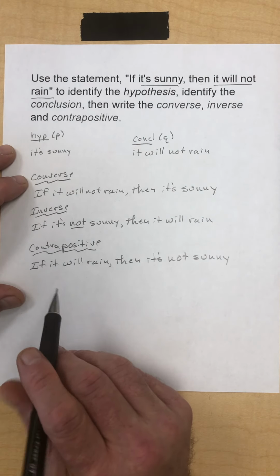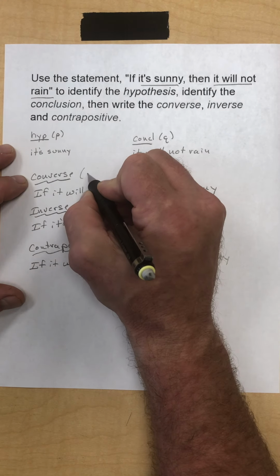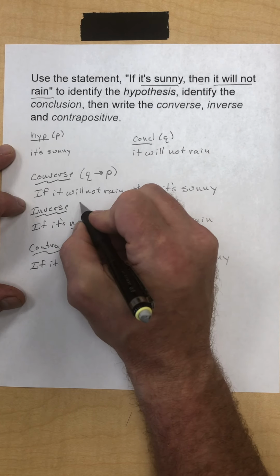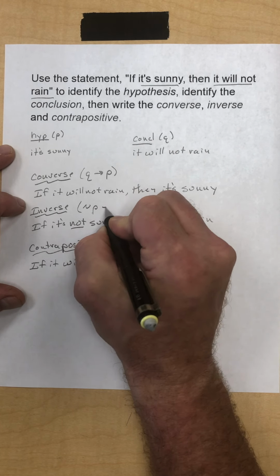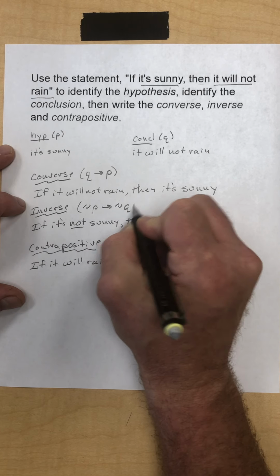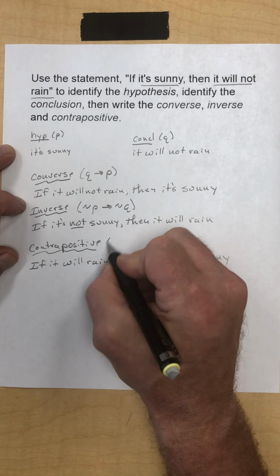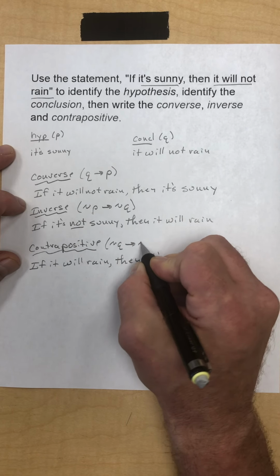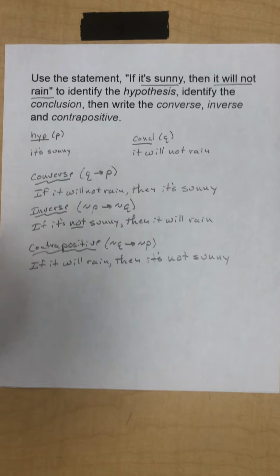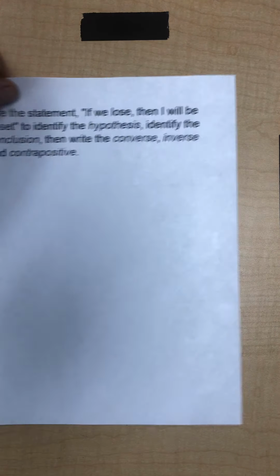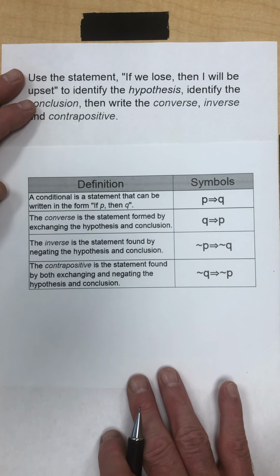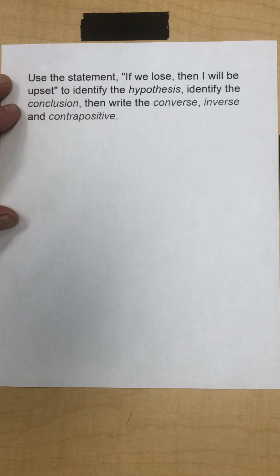So just remember, your converse is Q implies P. Your inverse is non-P implies non-Q. And then your contrapositive would be non-Q implies non-P. So we're good on that first one. Let's try another one of those. Again, we'll keep this handy, and we'll keep referring back to it until we don't need to.